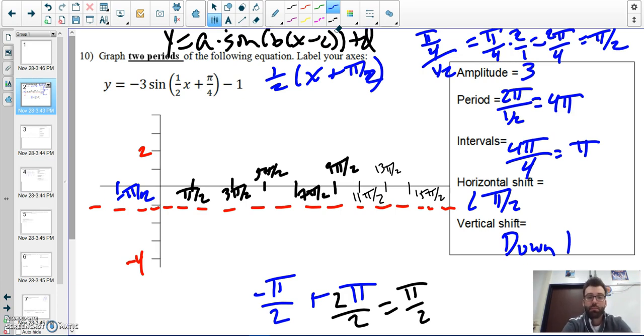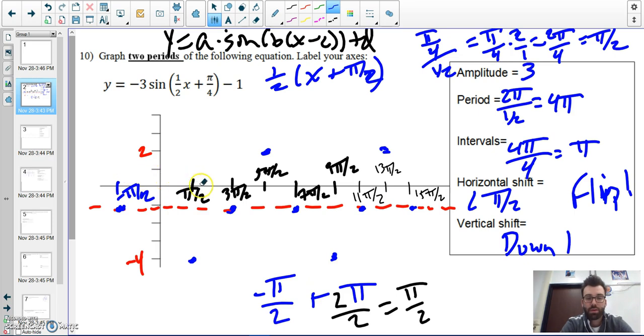So maybe plot 1. I got 1 here. Remember, sine starts at the midline. Normally sine will go midline to the maximum. Well, since there's a flip, I forgot to write that flip. I go down to -4. Back to the midline, up to 2, midline, back down, up to the midline, maximum, back to the midline.